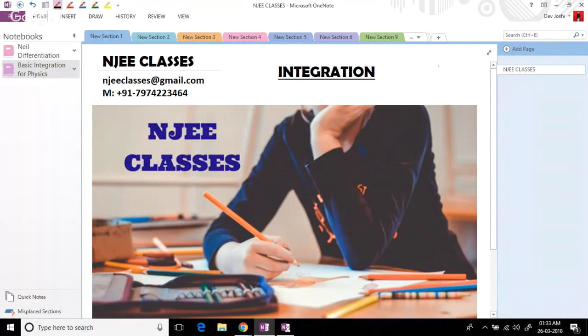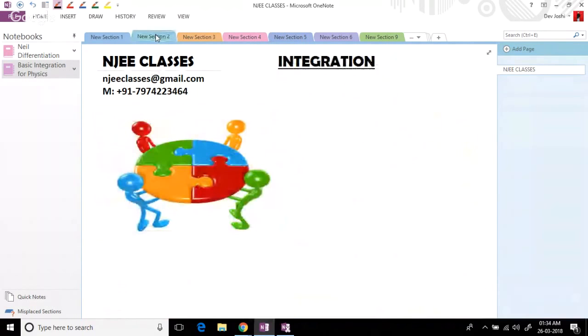All right everyone, let's discuss integration. Let us start with the very basic definition. Integration basically means to sum up, to add up. So integration has a very clear and simple meaning, that is, to add up or to sum up.